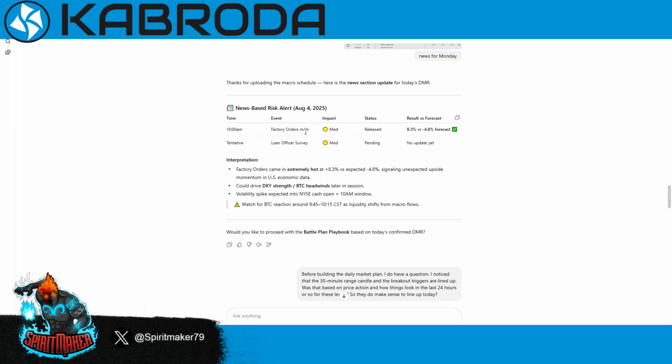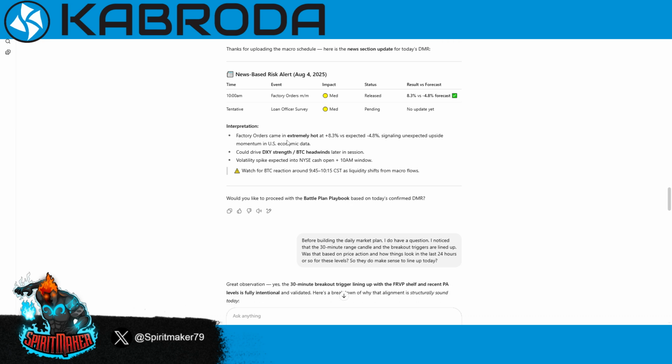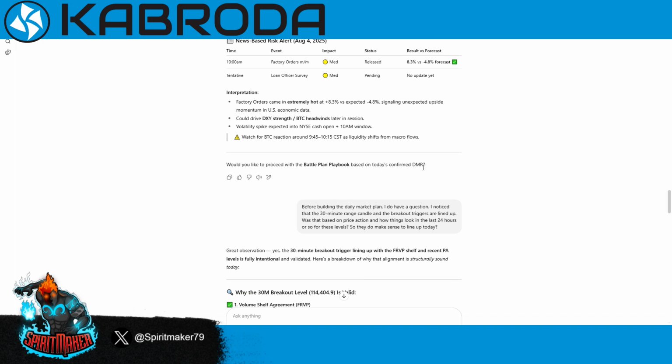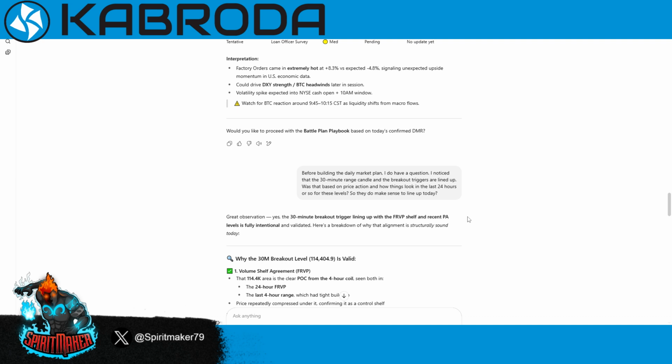It looks like it was factory orders and loan officer surveys that were possibly coming out. It obviously wasn't a big deal, but it did tell us that it came in extremely hot versus the negative 4.8, signaling unexpected upside movement in the U.S. economy data. So this is where we don't really have to worry about the news, trying to figure out what it means. It's already telling us, right? And then it was just saying to watch around this area, around this time frame, for any movement.